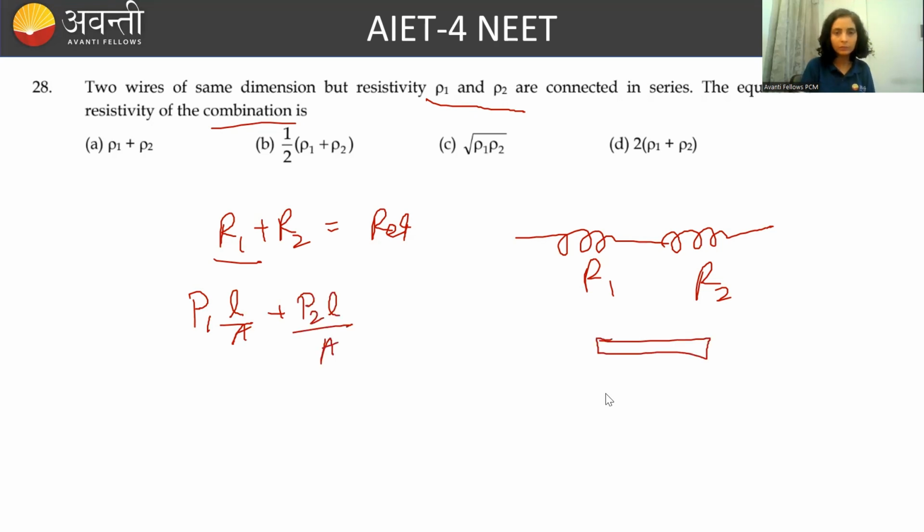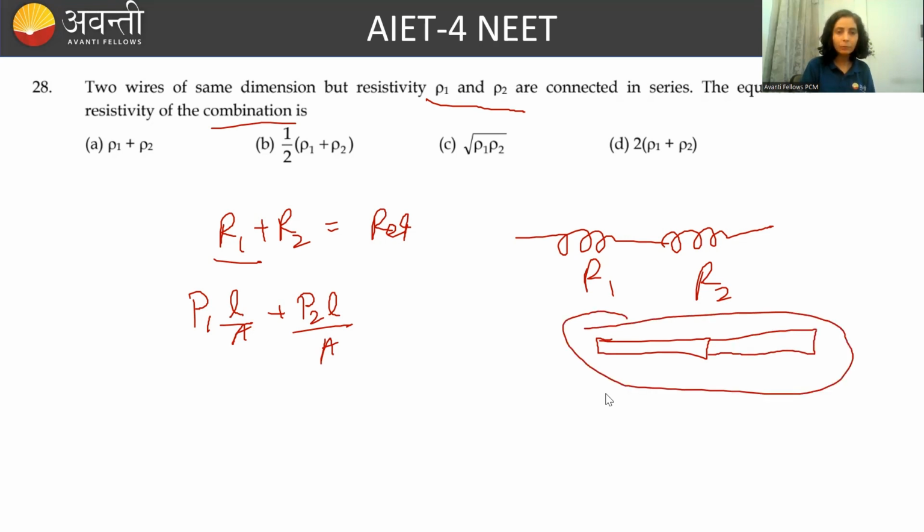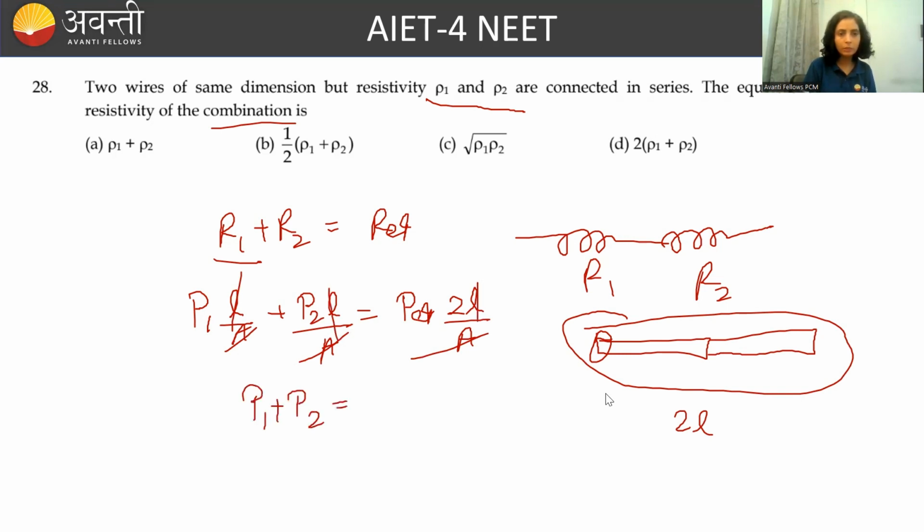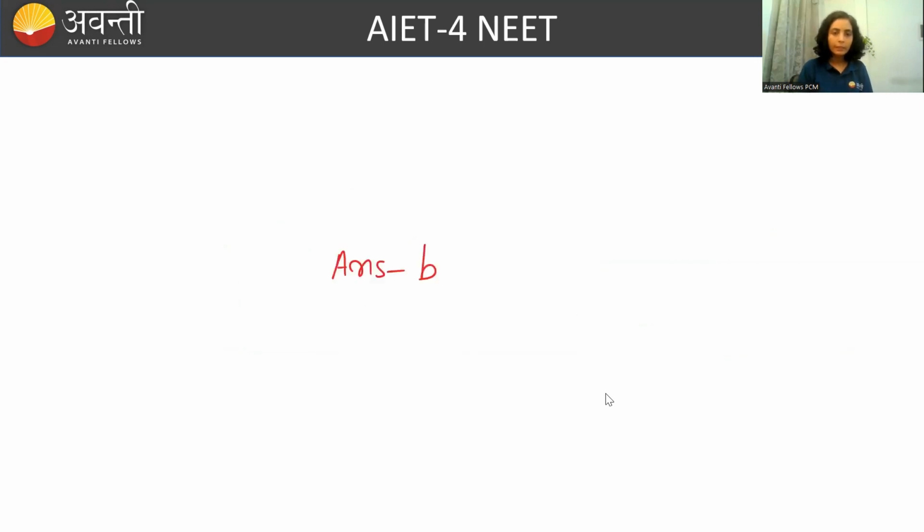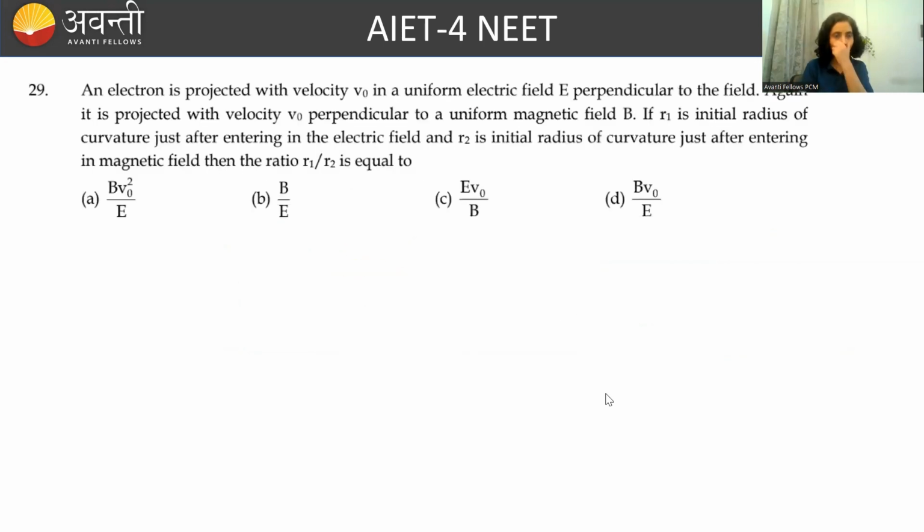Suppose this is first and this is second. For the equivalent, the length will become 2L, and the area of cross section will remain the same. So rho equivalent times 2L by A. A will get cancelled, L will get cancelled. Rho 1 plus rho 2 is equal to 2 rho equivalent. So rho equivalent will be equal to rho 1 plus rho 2 by 2. So what should be the correct answer? B. Now let's move on to another question.